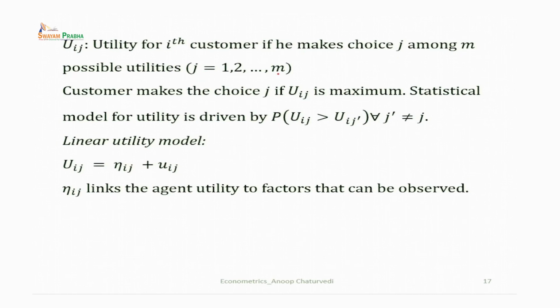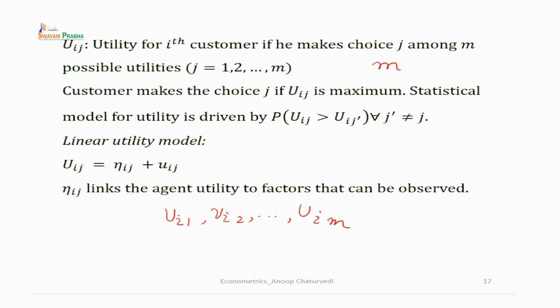Now, suppose Uij is the utility for the ith customer if he makes choice j among m possible options, with j equal to 1 to m. So, the total number of options is m, and for the ith customer, if he chooses the jth option, then his utility is Uij. Then the customer makes the choice j if Uij is maximum, meaning he will consider different choices. The ith customer will consider Ui1, Ui2, and so on, Uim. And for different customers, these utilities are different.